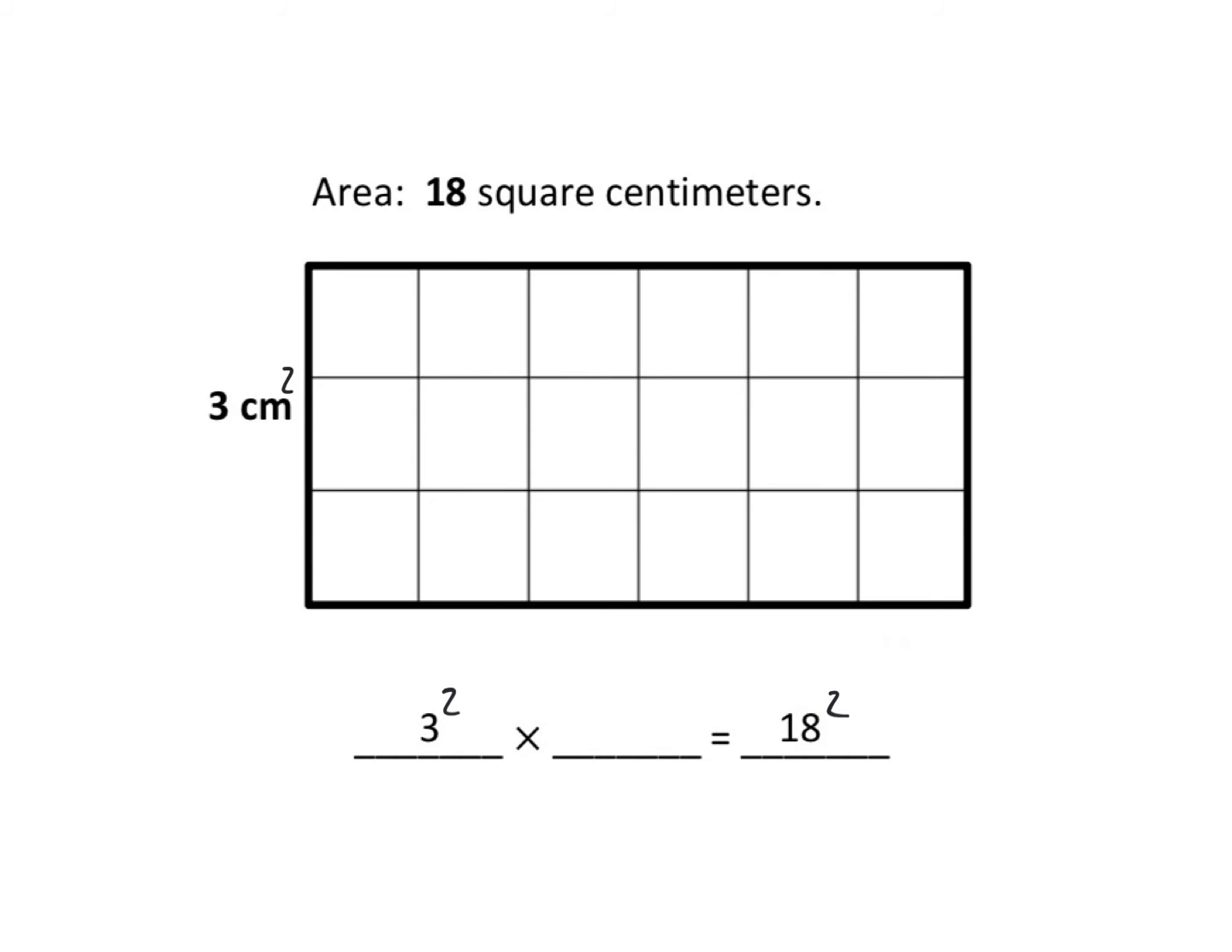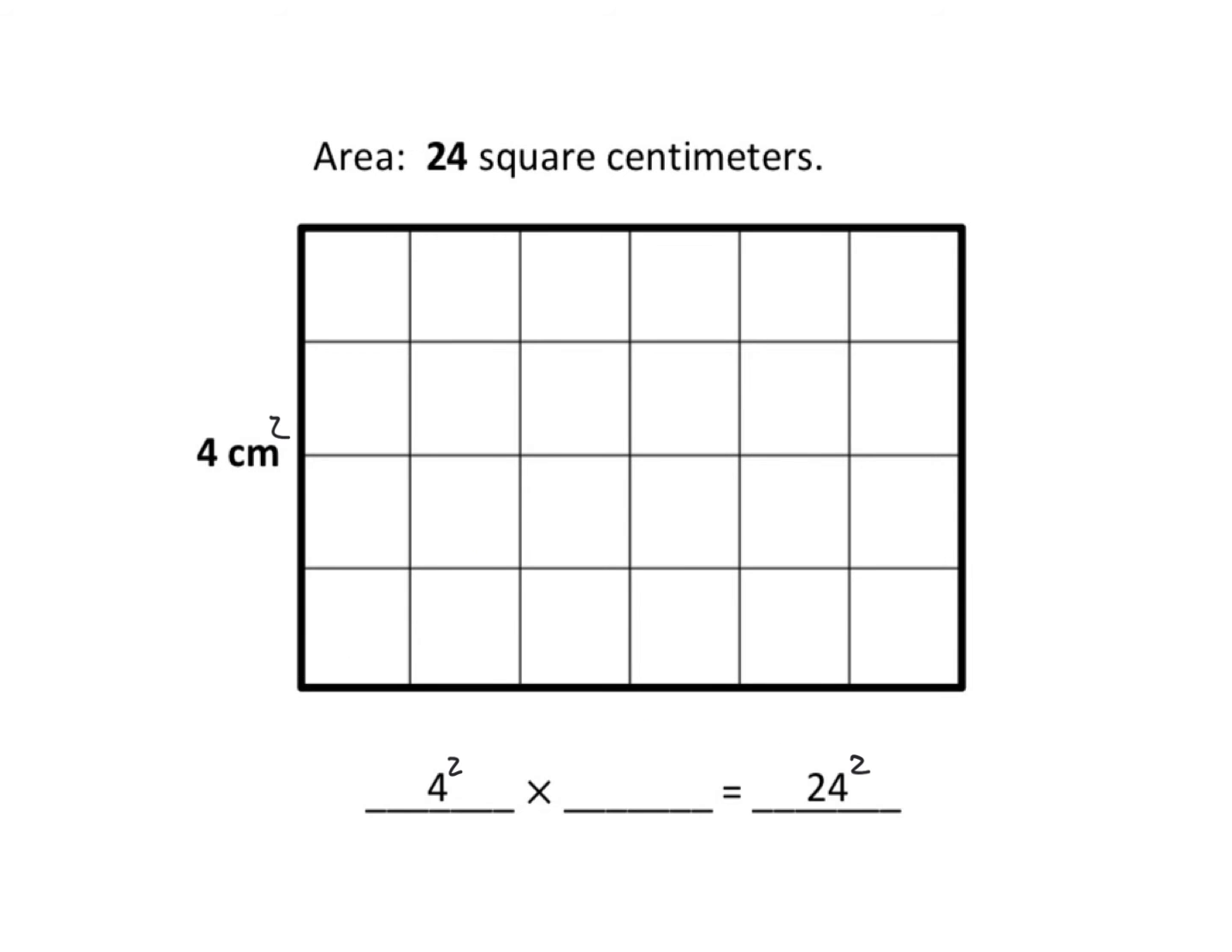So we need to find out what times 3 is going to get us to 18. And an easier way to do that would be to count how many square units are in one of the rows. Okay, so we have 1, 2, 3, 4, 5, 6 square units, or square centimeters since we know what unit we're using. And 6 times 3 does give us 18, so we can fill in our multiplication sentence with 6, and we can fill in the rest of our array model with 6.